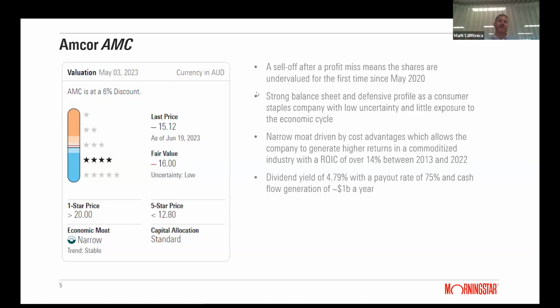Okay, so Scott says, and this is a good one, once AMC reaches fair value, does that mean we should sell and look for other than 4-star and 5-star companies if ignoring the dividend payment?